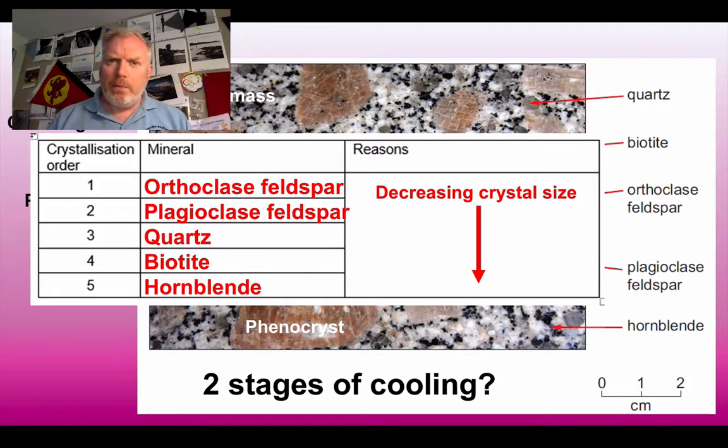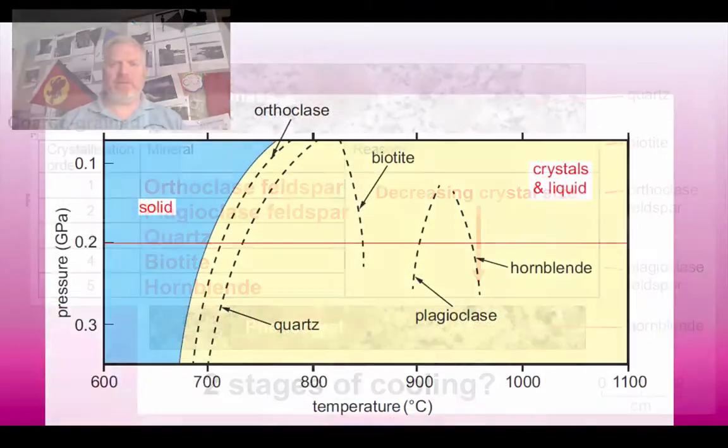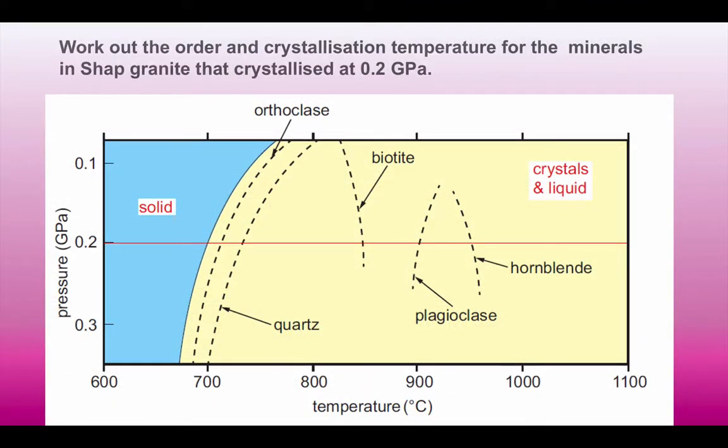But I'm going to throw a spanner in the works. Some of you may have spotted the problem already. Think back to Bowen's reaction series. This is a phase diagram. We're going to look at these in a bit more detail in a subsequent lesson.